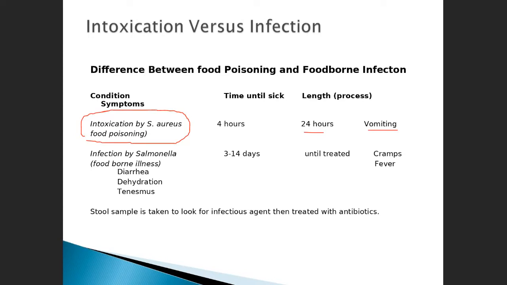How many people have heard of Typhoid Mary? Anybody ever heard of Typhoid Mary? Yeah. So her name was Mary Mallon, and she was a very, very good pastry chef. Her name was Mary Mallon.